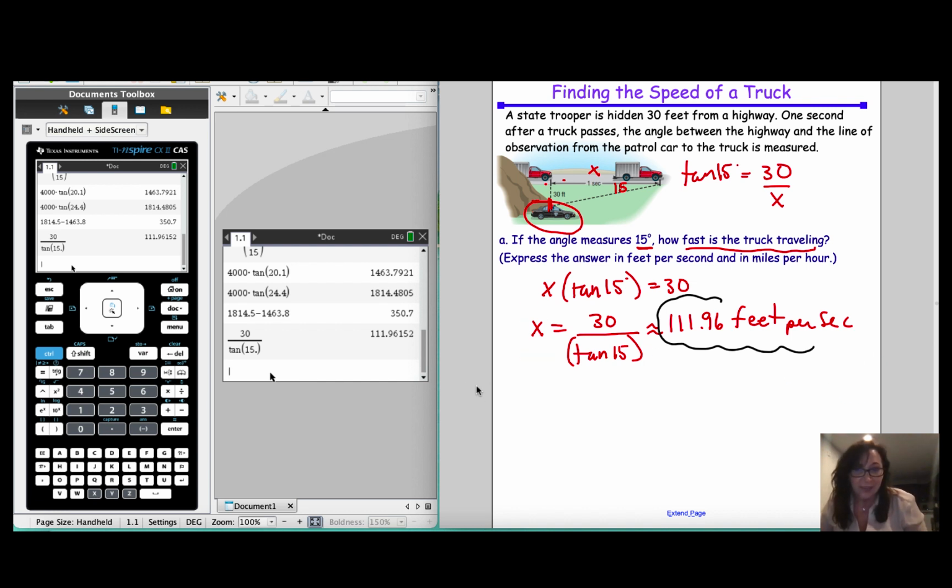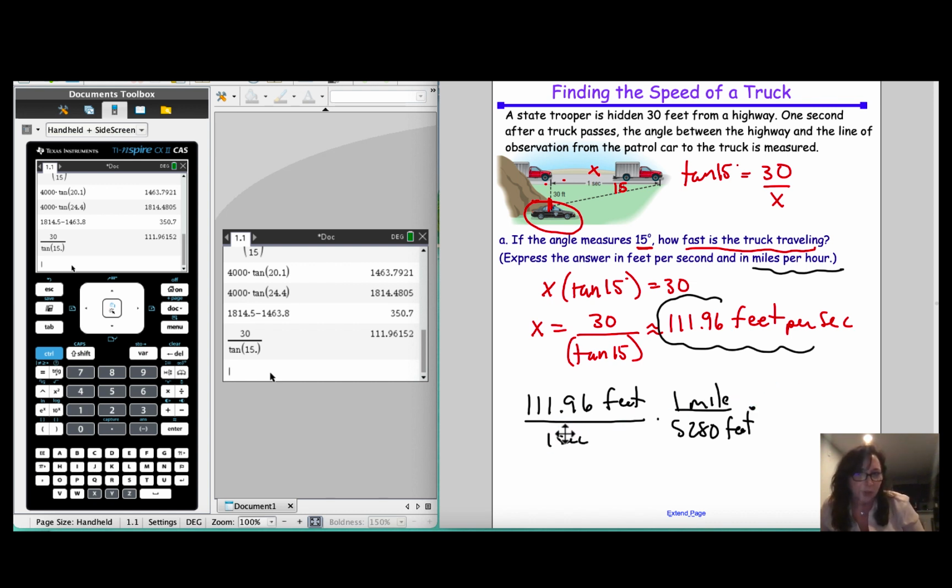So think about it like this. There's 111.96 feet per 1 second, okay? And if I'm trying to change this to miles per hour, how many miles? There's 1 mile is equal to 5,280 feet.